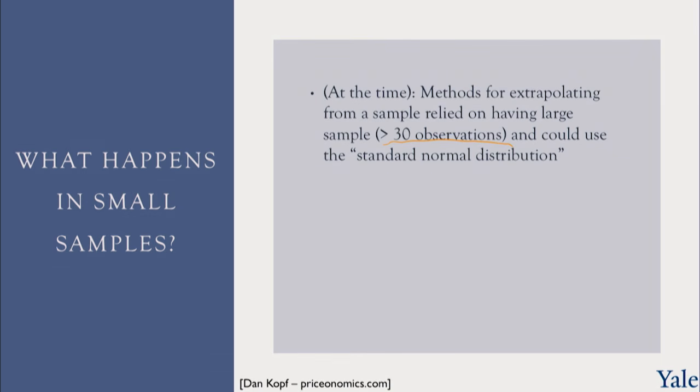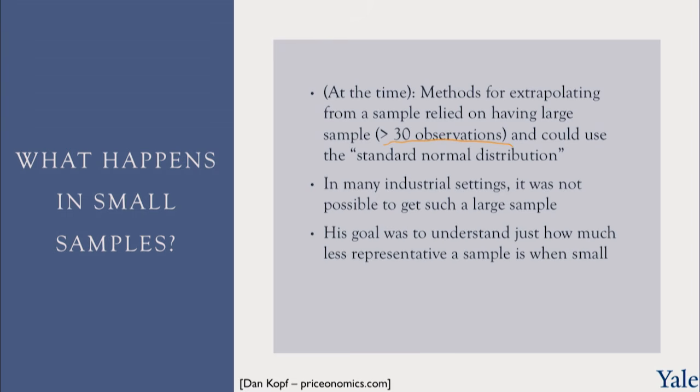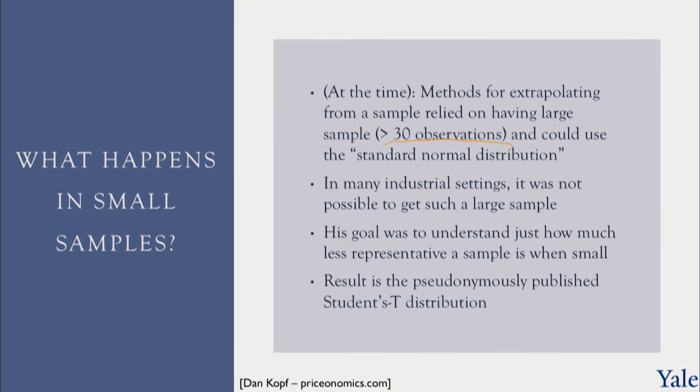Remember, if we look at the distribution that he came up with, as that v becomes larger, you look like a normal distribution. So in many industrial settings, though, it was impossible to get such a large sample. You couldn't take 30 out of every batch. You would waste an awful lot of beer. So his goal was to understand just how representative a sample is when it is small. And the result is this pseudonymously published Student t-distribution. The company wouldn't let him publish in his own name, so their competitors wouldn't figure out what was up.